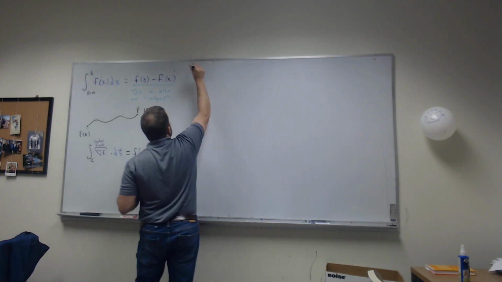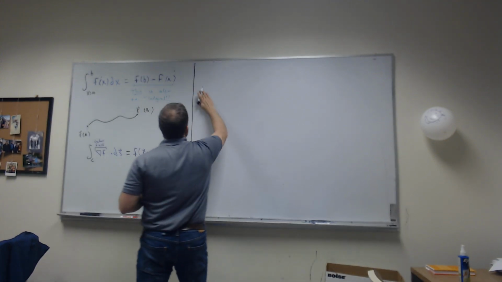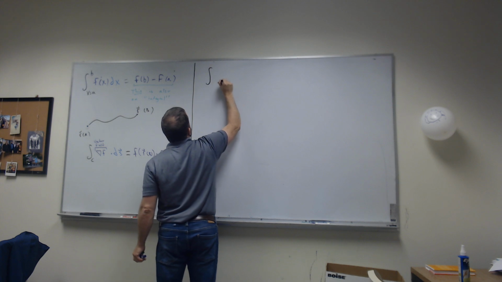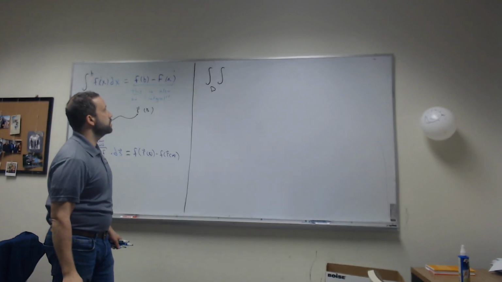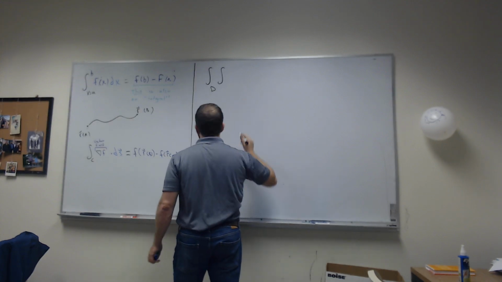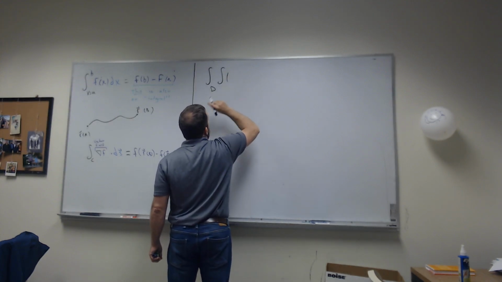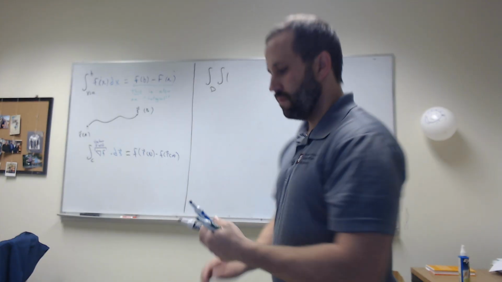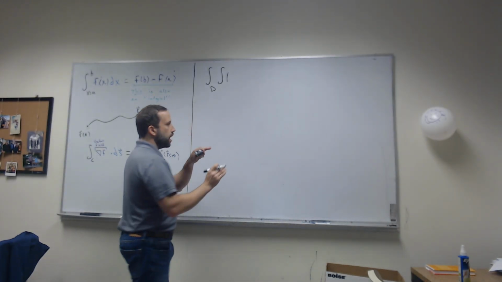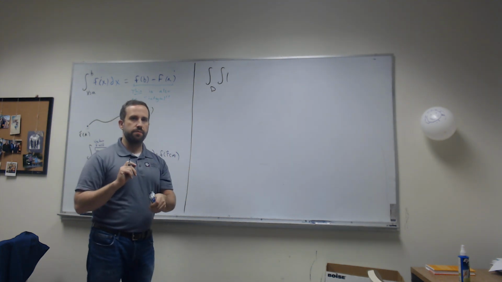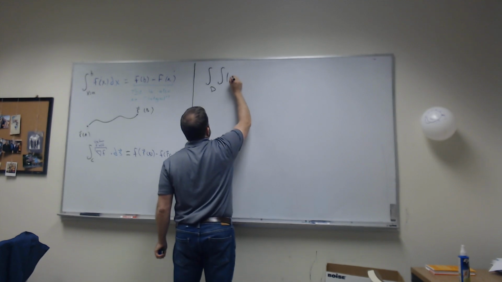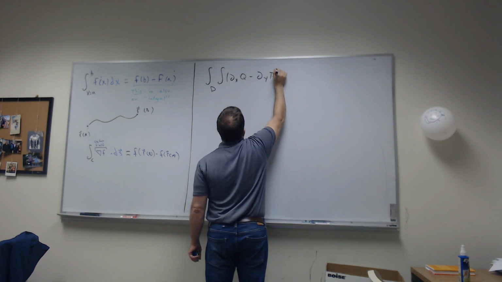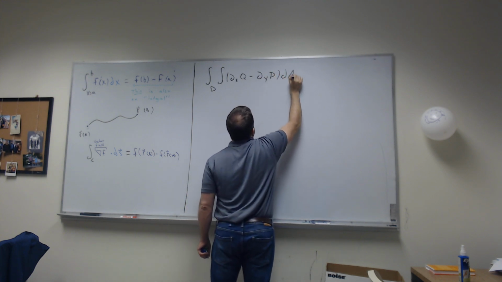Now let's look at the next theorem that we learned, which was Green's theorem. Green's theorem says if we have some region D in the plane, I'm going to write it a little bit differently. It's slightly different than what you see in the book, but only in the order that I'm writing. I have some function q, and I do the x derivative of q minus the y derivative of p, dA.